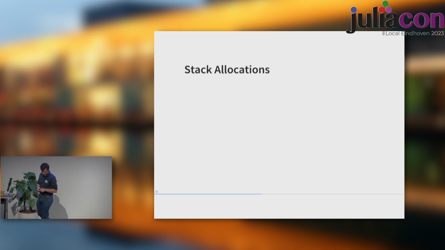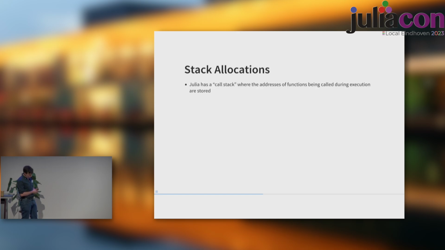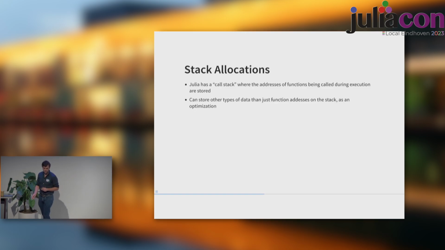And these are often thought of as magically different. The basic thing, though, is that Julia has something called a call stack, where it stores the addresses of every function that you go through. So as you execute some program, you're going to put the addresses of the functions that you're in on this call stack, and so that you can have good error messages and things like this.